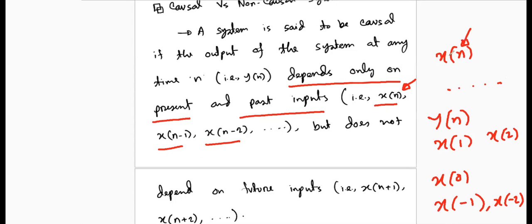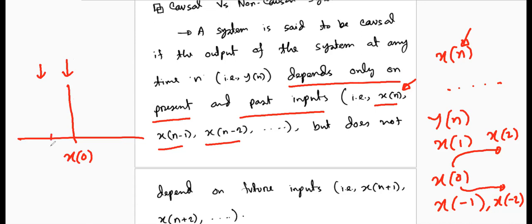If n is equal to whatever the value, the values before it are the past inputs, and the ones after it are known as the future inputs. Here it's very simple to identify that. If we draw it, this is the location of the present input, and those are the locations of the past inputs. So this is the x0 location, this is x minus 1, this is x minus 2. Similarly, this is x1, this is x2.